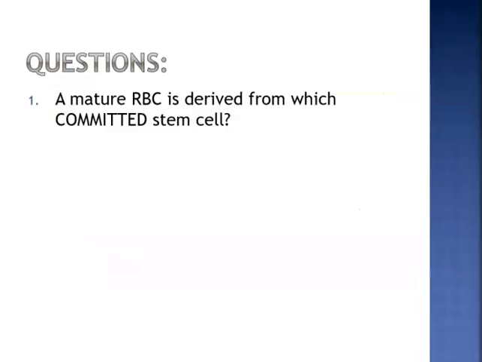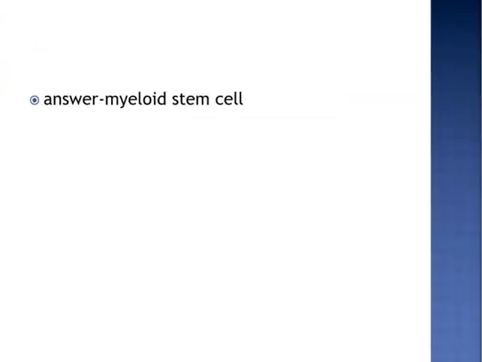So let's do some trivia questions based on the information that we've just learned. I would encourage you to pause the video on the questions, try to answer them yourself before you go on to the next slide to get the answer. Our first question is, a mature red blood cell is derived from which committed stem cell? The answer is the myeloid stem cell, because in the maturation sequence, the red blood cells come from the myeloid line.